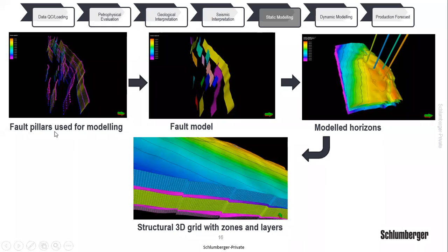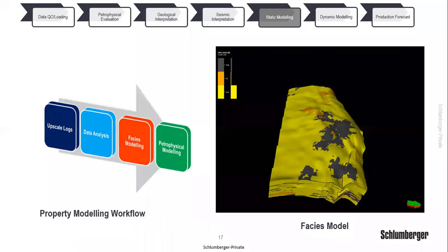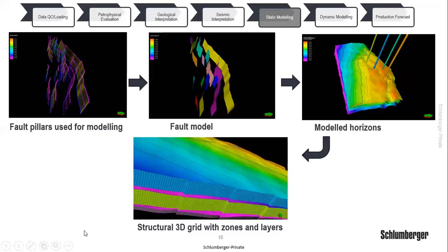And having done that, we went further to populate. Remember, we had gotten our petrophysical parameters, we had gotten our facies parameters. What static modeling is basically trying to do is to populate those petrophysical parameters and facies parameters into the 3D grid that we've built.